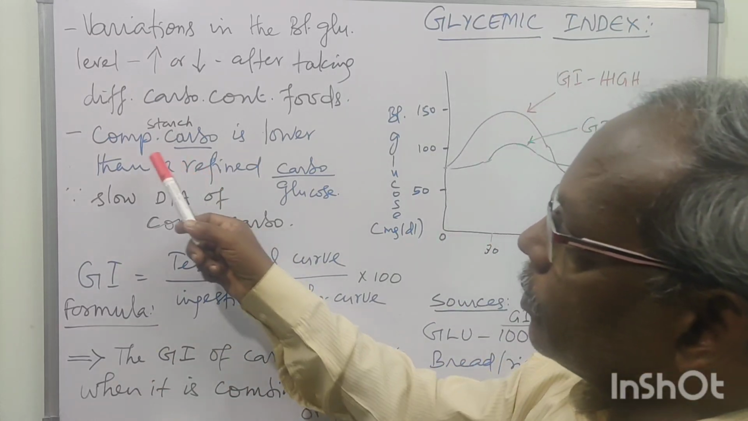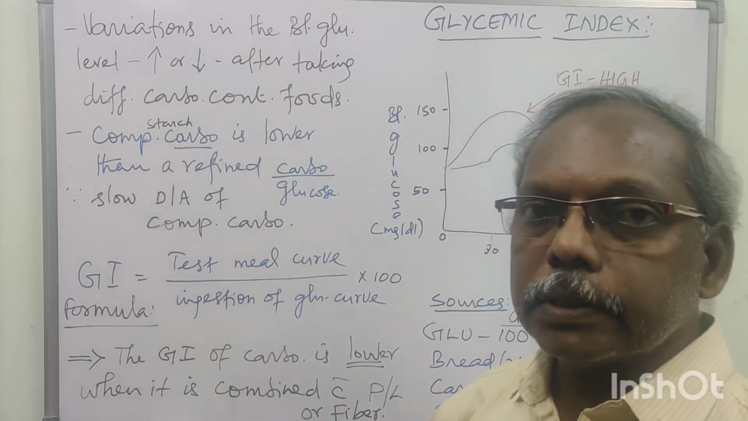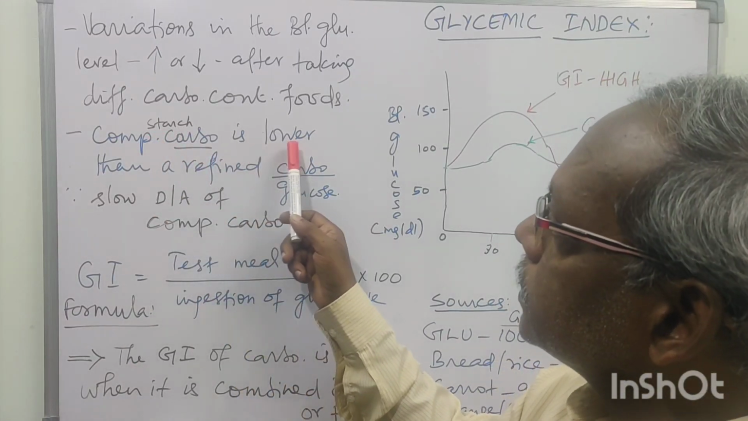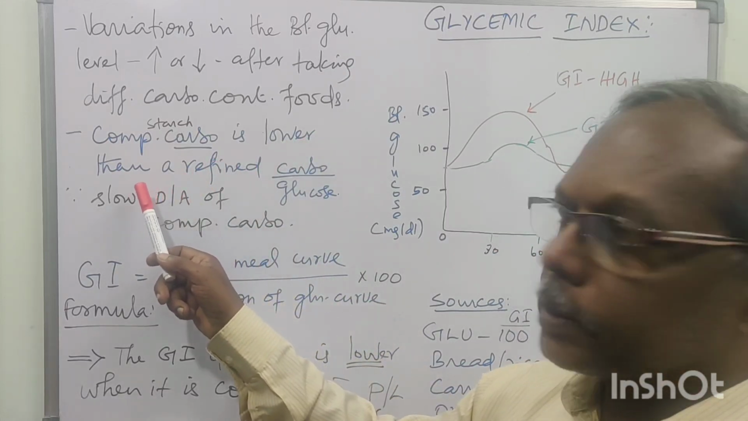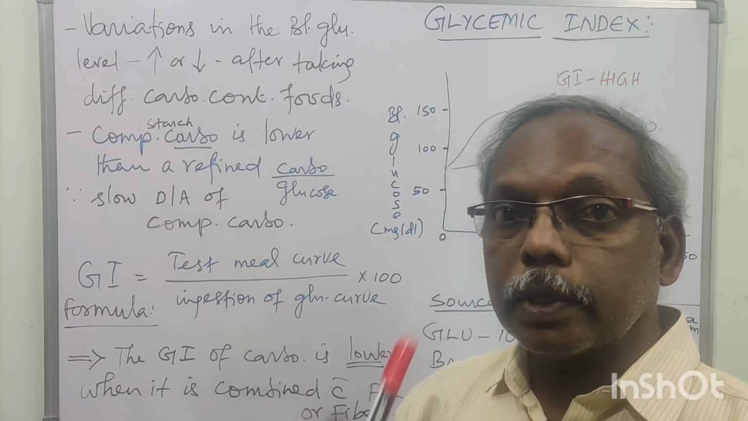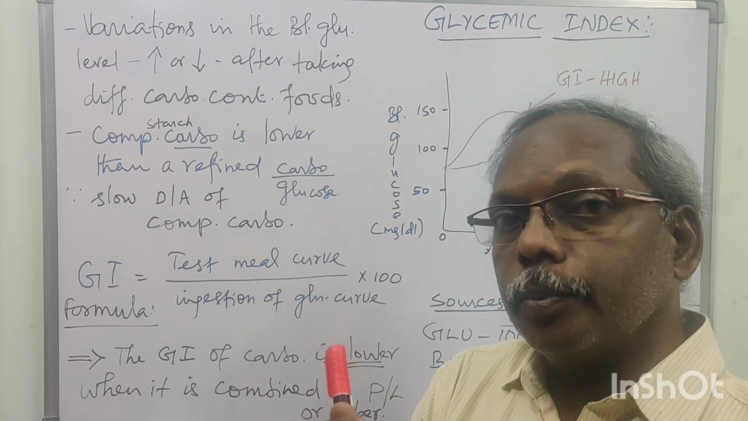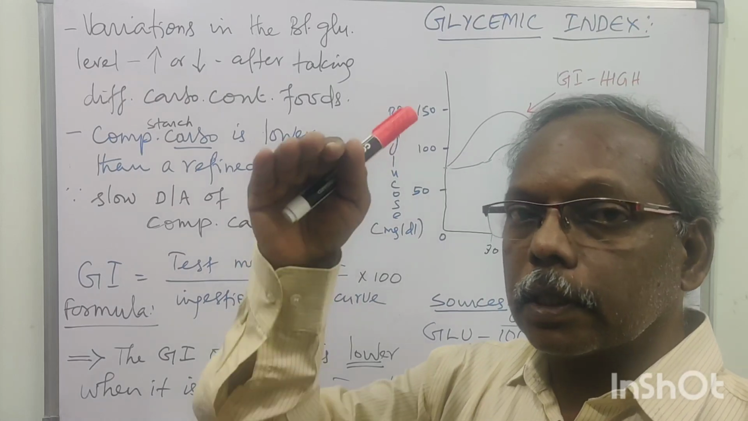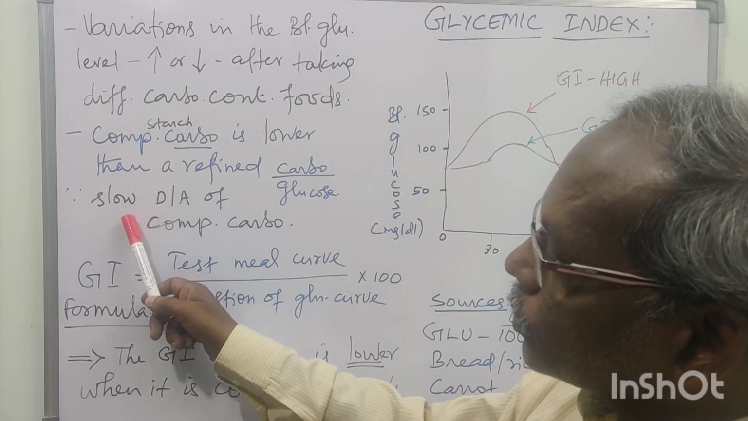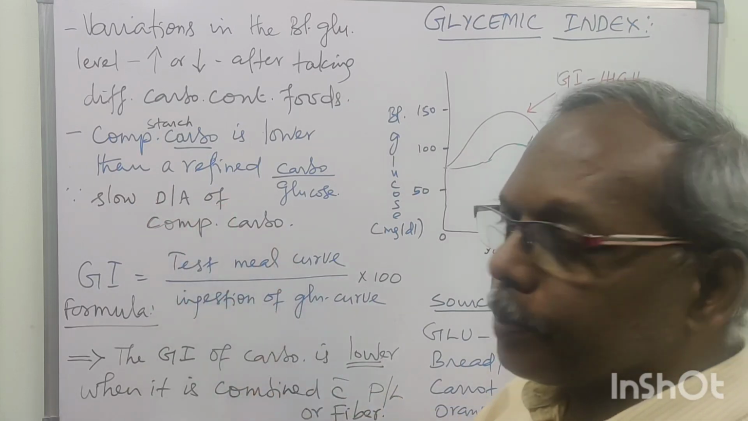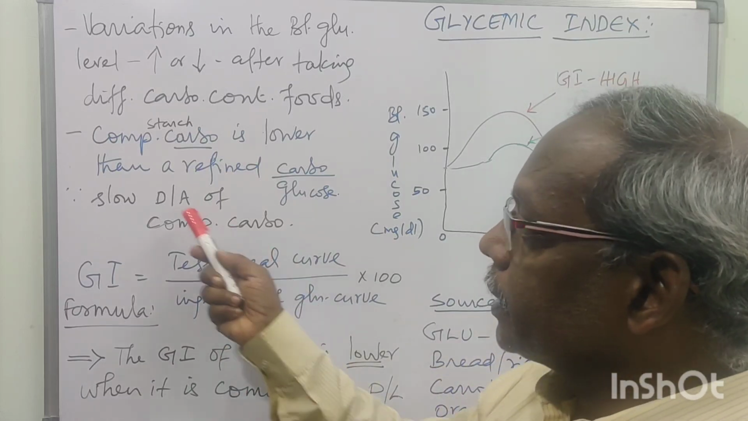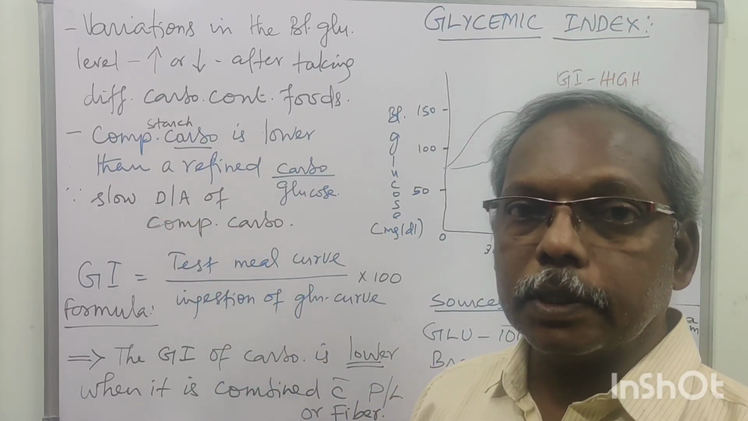Second, the observation is that complex carbohydrate, that is starch, has a lower glycemic index than refined carbohydrate, that is glucose. If you take plain glucose, your glycemic index will be more. If you take complex carbohydrate like starch items, the glycemic index will be low. That means they have slower digestion and absorption. Why is the glycemic index low? Because complex carbohydrate has slow digestion and absorption.